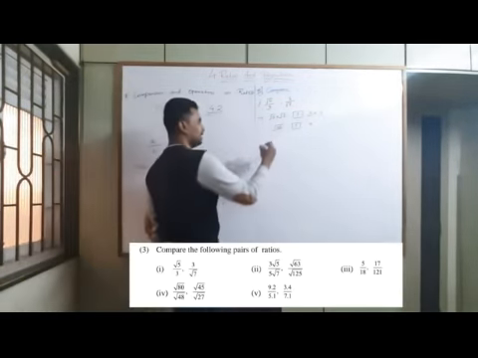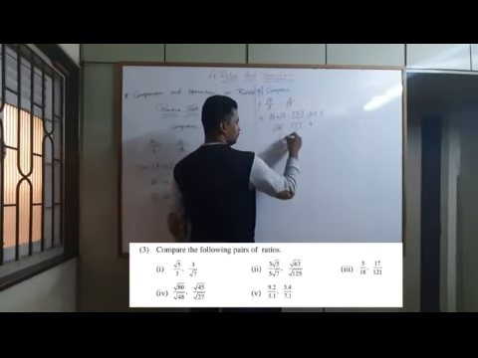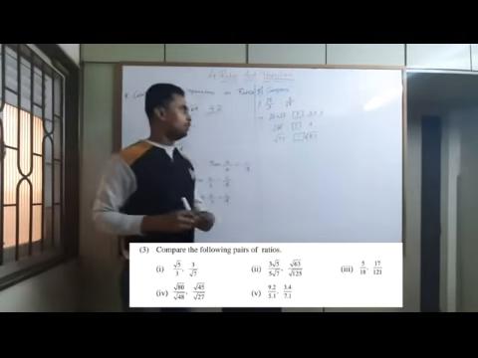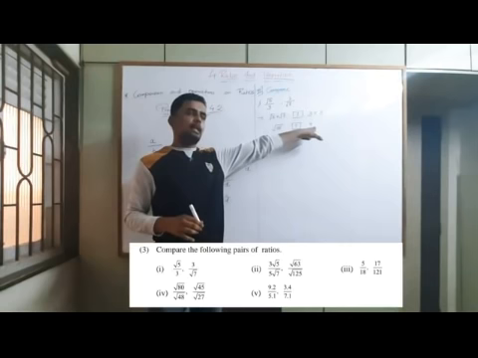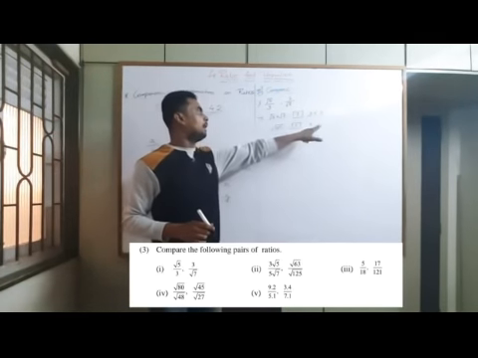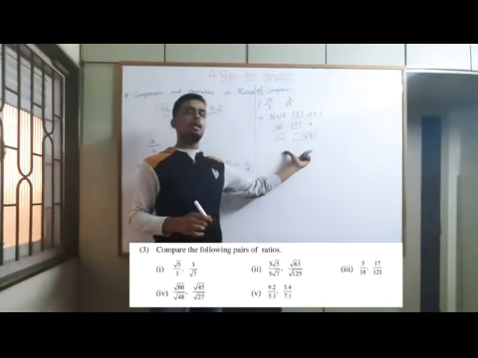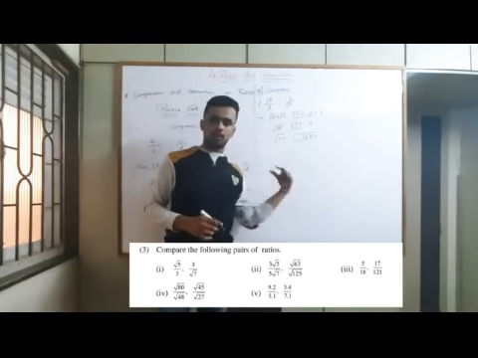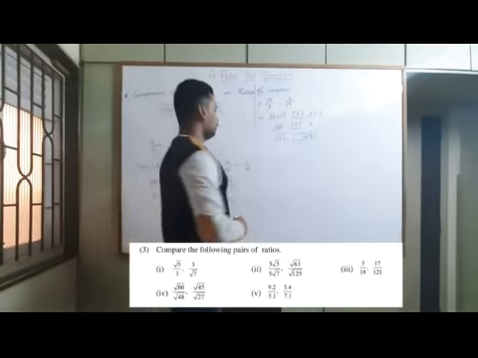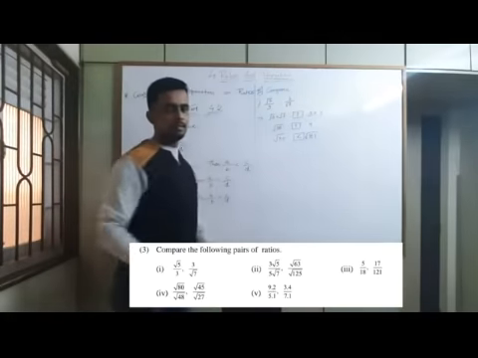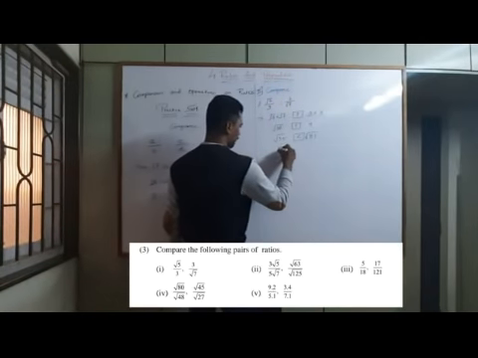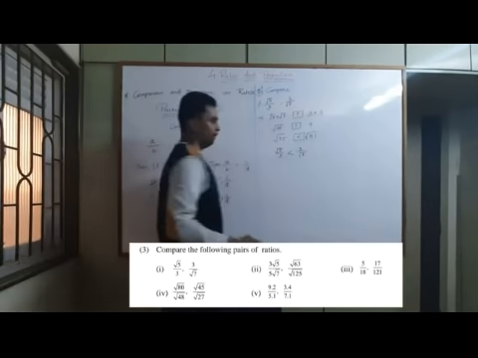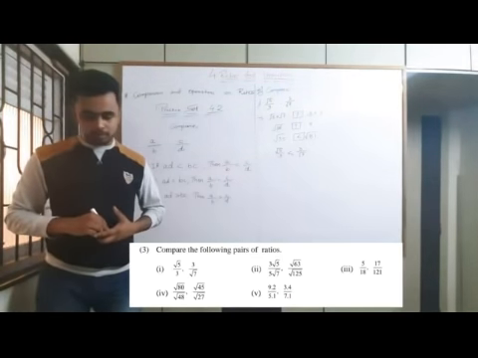Now 9, as we know, is the root of 81. So when I write under root 81, I get the value 9. So what I did is I converted both the numbers into a ratio, and hence now my 35 and 81 can be compared, and 35 is obviously less than 81. Hence my ratio root 5 upon 3 is less than 3 upon root 7. This is how comparison is supposed to be done.